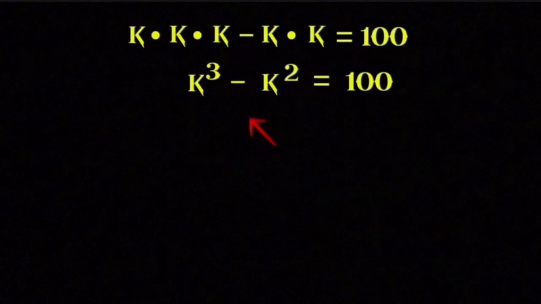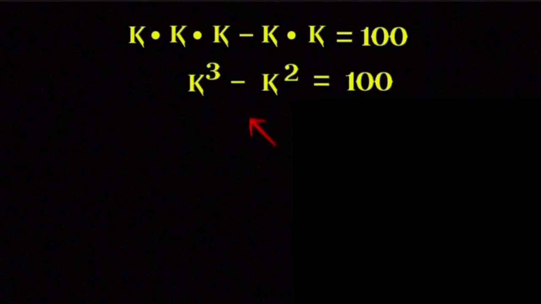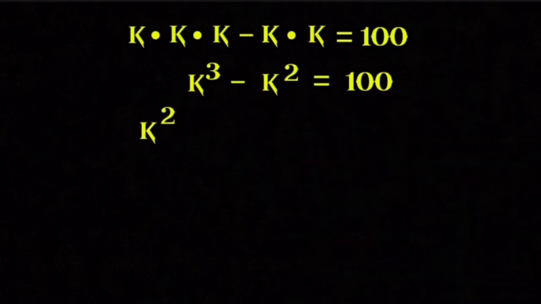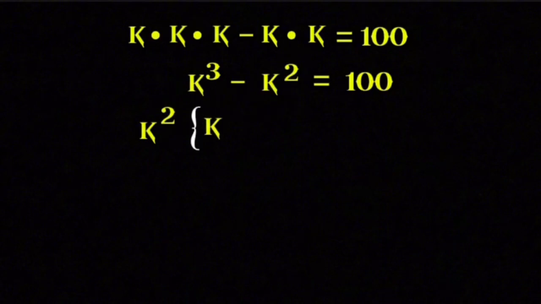Now look at the left side. Do you see what I see? Both terms have a k in them. This is our first major opening. We're going to factor out a k squared. When we pull that out, we're left with k squared times the quantity k minus 1 equals 100.